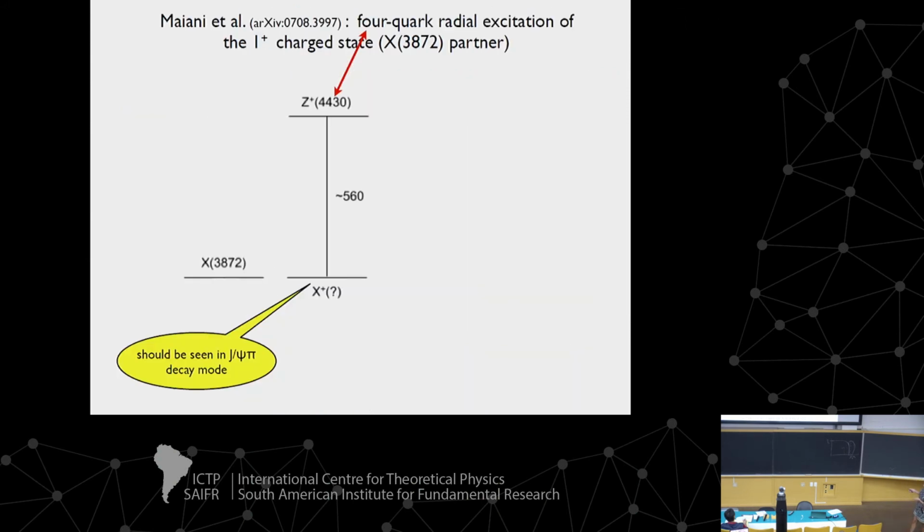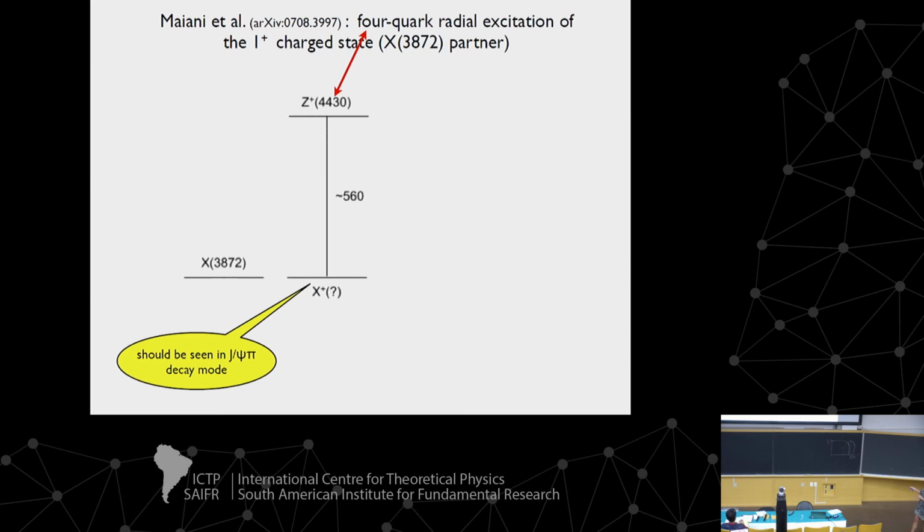This explanation by the Miami collaboration is very interesting, because when the X was observed, they did a quark model analysis for tetraquark states with the same content as the X. And they found lots of possible tetraquark states.